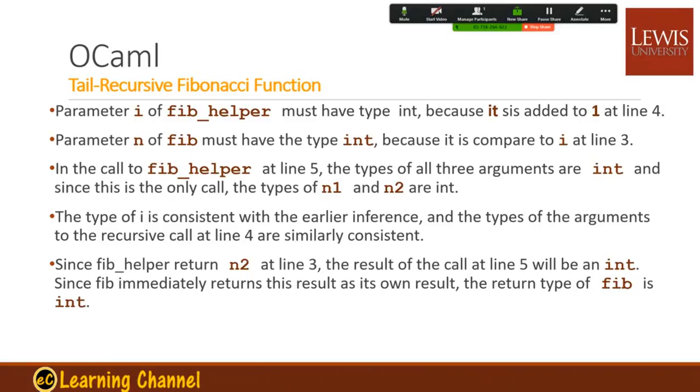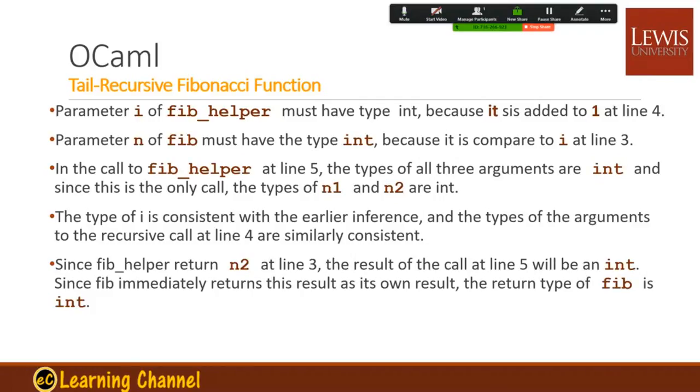are integer. The type of i is consistent with the earlier inference, so the types of the arguments to the recursive call at line 4 are similarly consistent. Since fib helper returns n2 at line 3, the result of the call at line 5 will be an integer. Since fib immediately returns the result from its own helper, the type of fib will be integer.